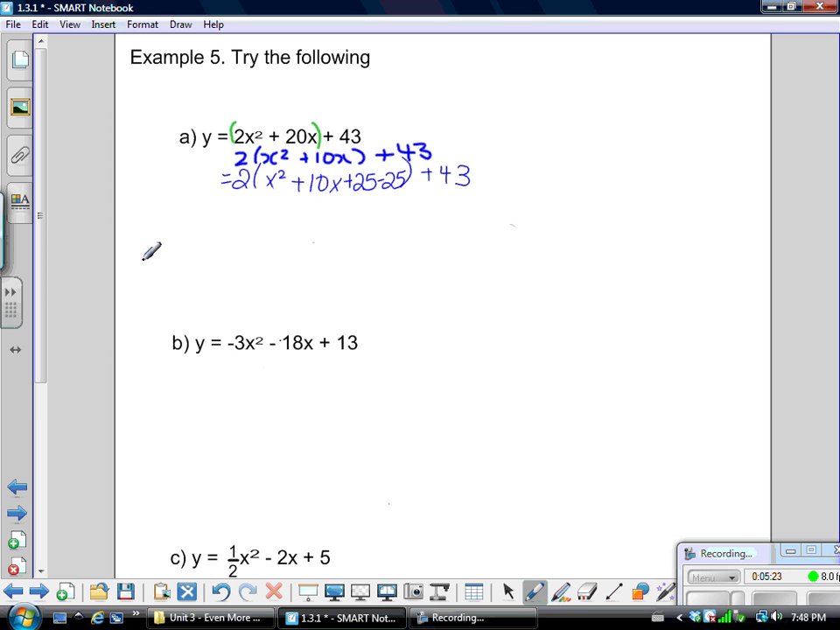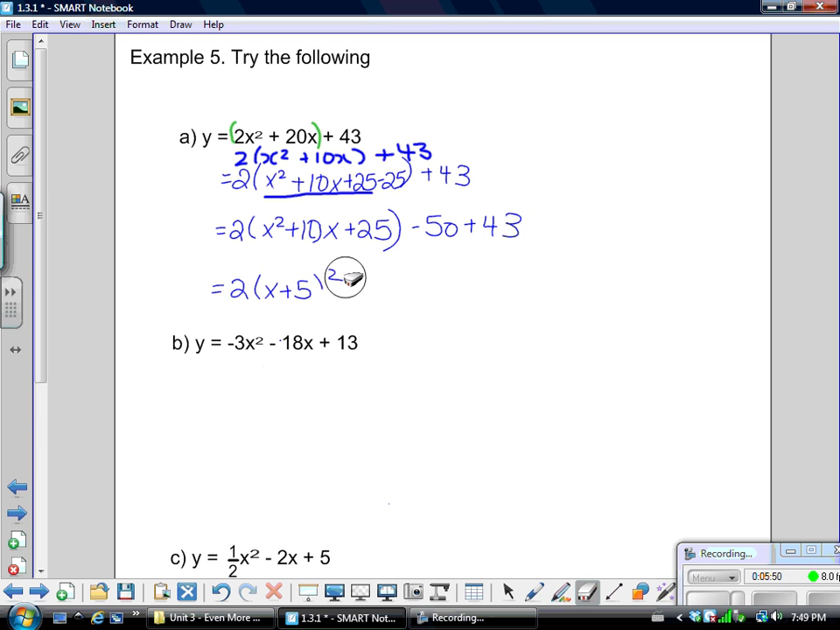Okay, so now remember the first 3 terms are the perfect square. So when we take them, we end up with 2 bracket x squared plus 10x plus 25. When I take out the negative 25, remember I must multiply it by the 2 in front. So 2 times negative 25 is a negative 50 plus my 43. In the bracket, we have the perfect square. So x plus 5 squared, negative 50 plus 43 would be a negative 7.